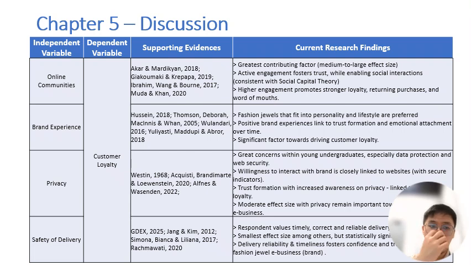And when we move on to data, we will move on to the last IV, which is safety or delivery. Yes, over here respondents have shown that they value timely, correct, and reliable delivery. And even though this IV shows the smallest effect size among the rest, it's still statistically significant. All right, and delivery reliability and timeliness does foster confidence and trust towards the fashion jewelry business, or we call brand.